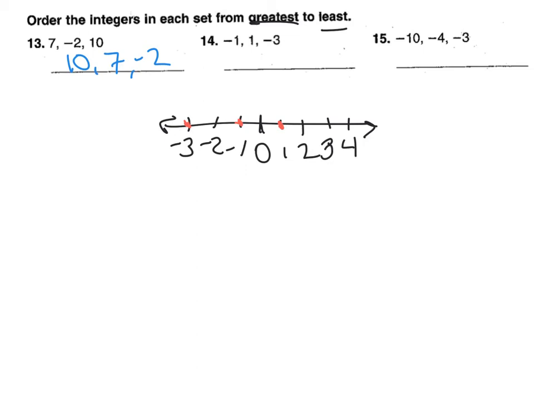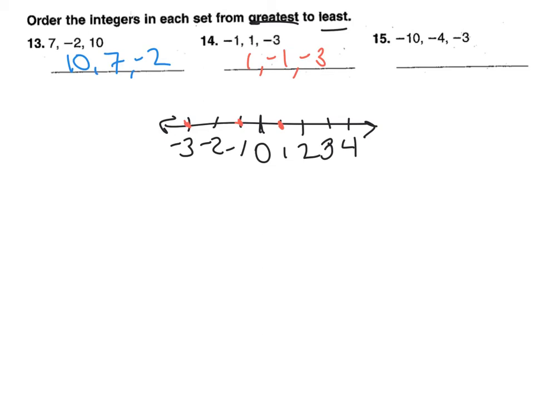So the greatest number on here is 1, okay? Notice it's also the only positive number on there, so it's got to be the largest. Next would be -1, and then our most negative number, in other words, our smallest number, is indeed -3.